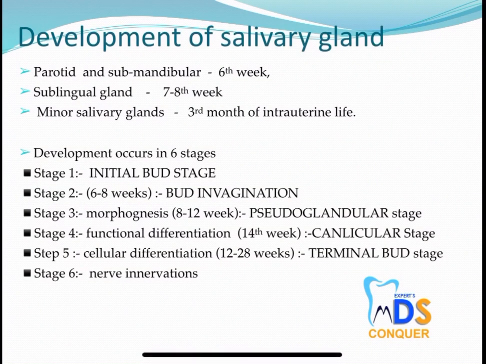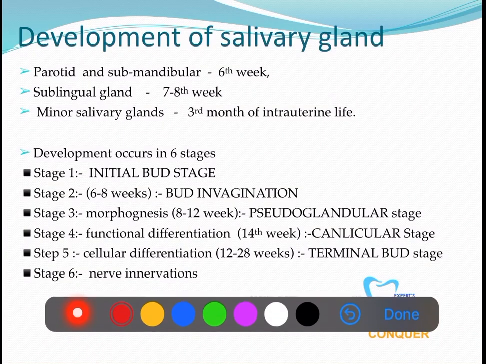Again you can write that there are three major salivary glands. So a simple introduction you can give. Next you can jump to the development of the salivary gland. This is a particular development that you have to mention, mainly the intrauterine life, when that particular salivary gland is being developed. You have to write that first.